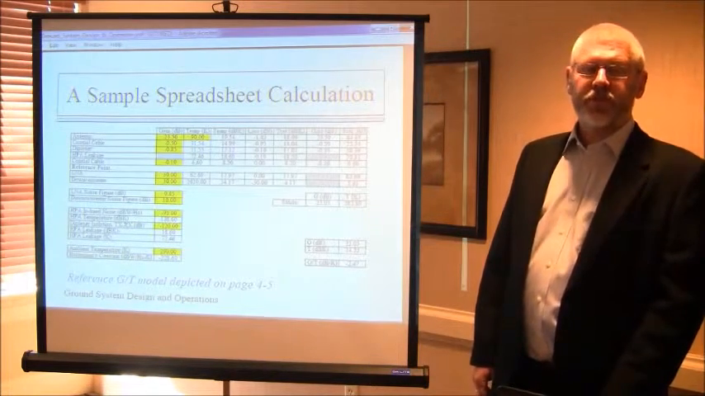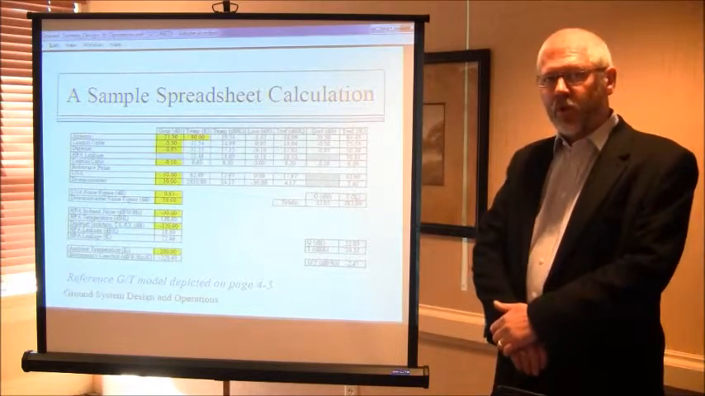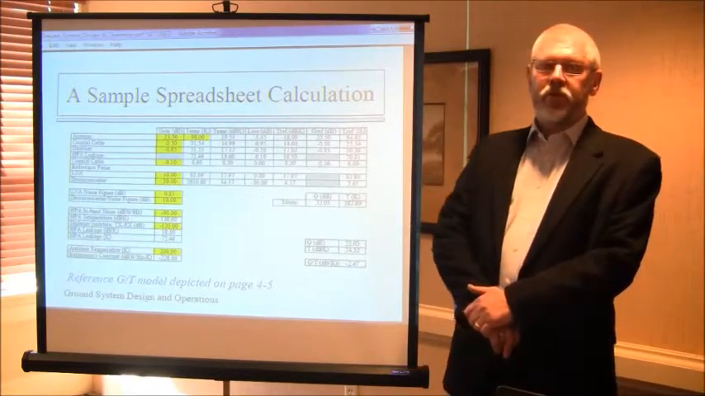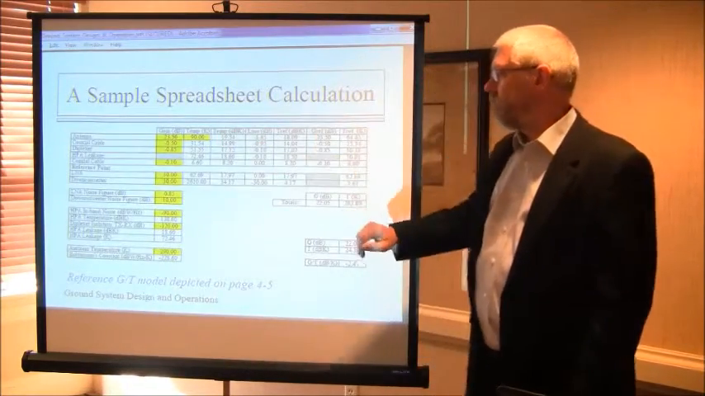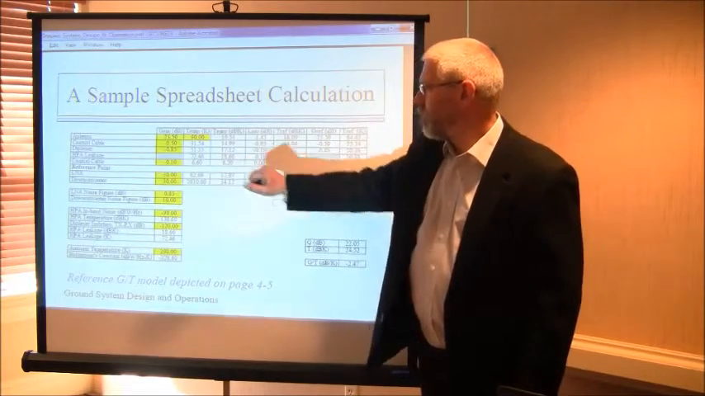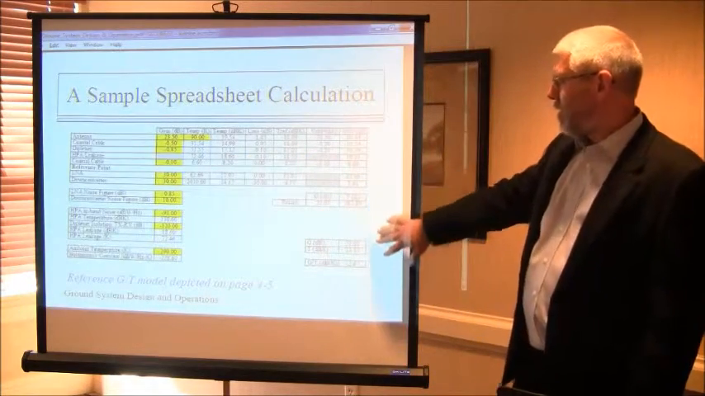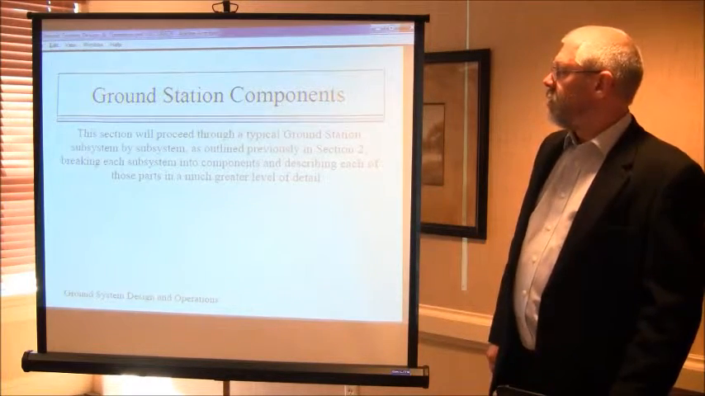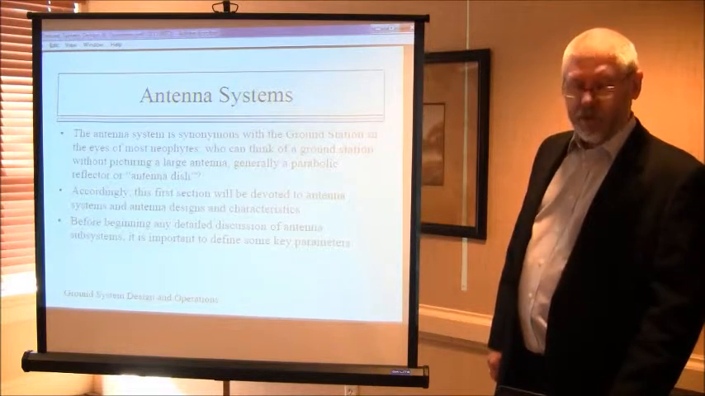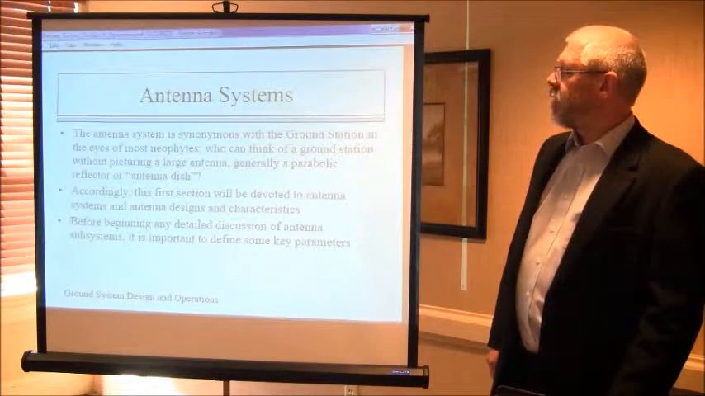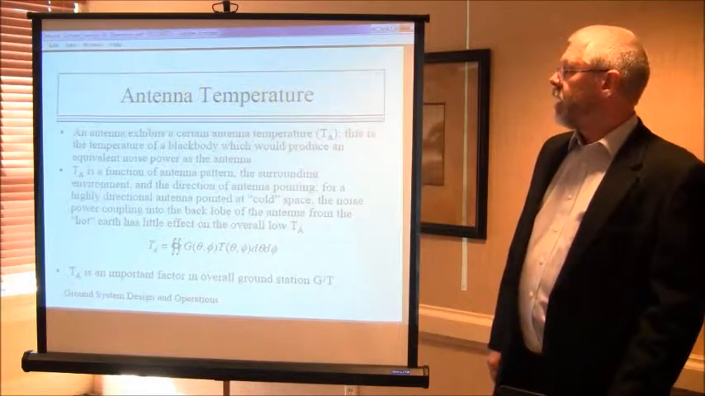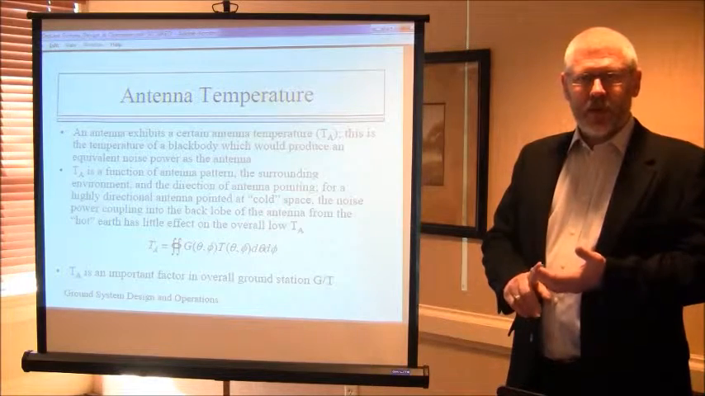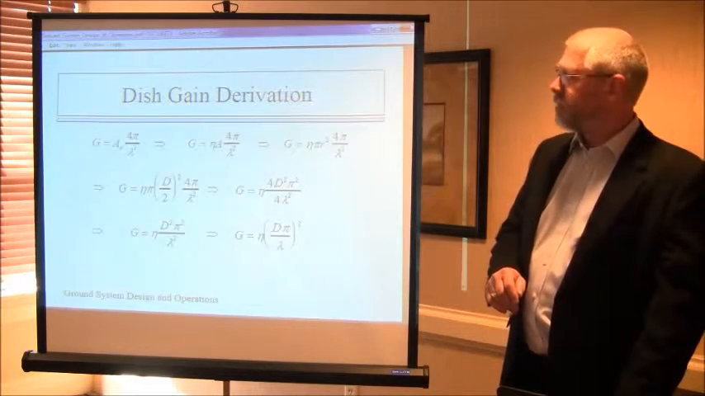I also provide a sample spreadsheet of the G over T calculations based on a real-world example of an actual operating ground system, and we interactively go through and change things like antenna gain, noise figure, and HPA contribution, and decide how that affects our overall ability to meet system specs. When we go through ground system components, we'll also discuss antennas, different varieties of antennas and reflectors, and how the antenna temperature is calculated and its impact on overall system performance.